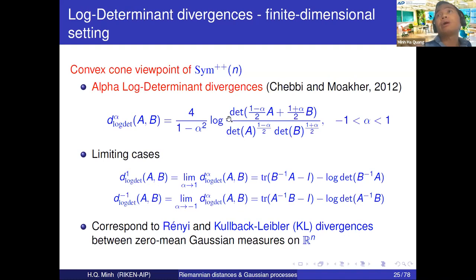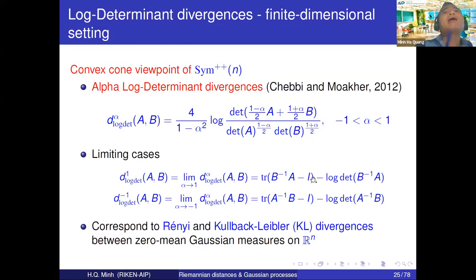But this is in general not symmetric. It's only symmetric when alpha is equal to zero. When alpha goes to one, it goes to this limit, and when alpha goes to negative one, it goes to this limit. Now, this corresponds to the Rényi divergence between zero-mean Gaussian measures on Rn. In particular, for alpha equal to one, this is the formula for the KL divergence between zero-mean Gaussian densities on Rn.